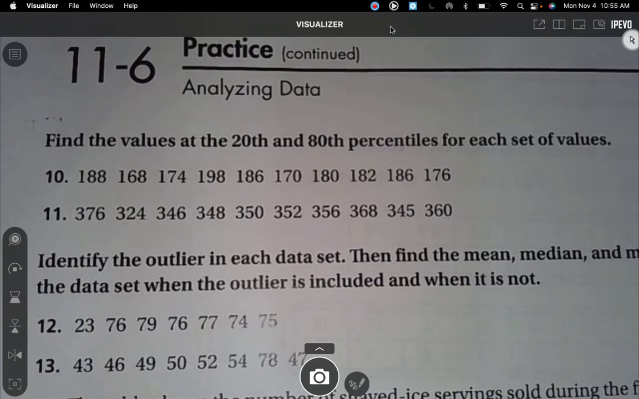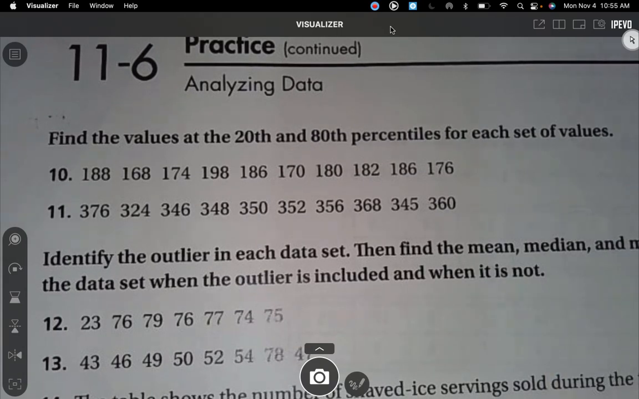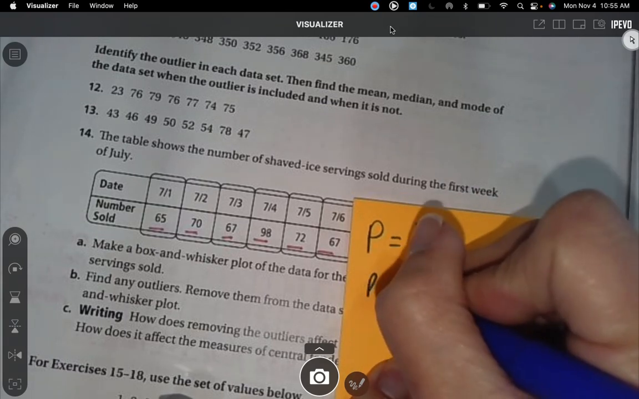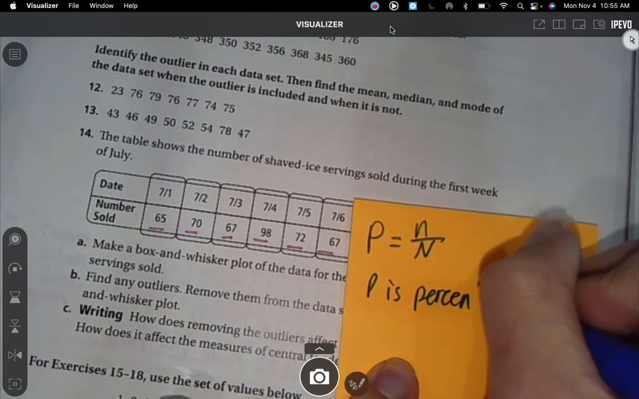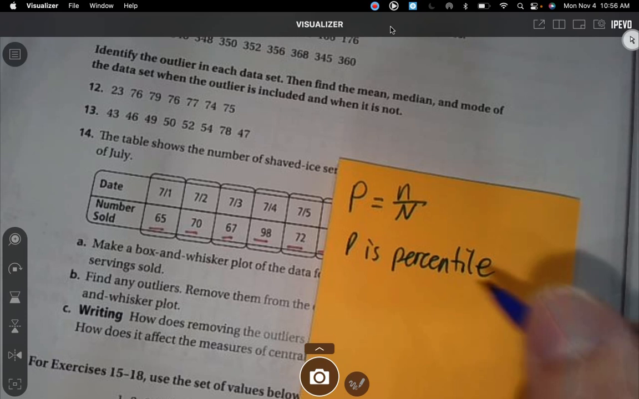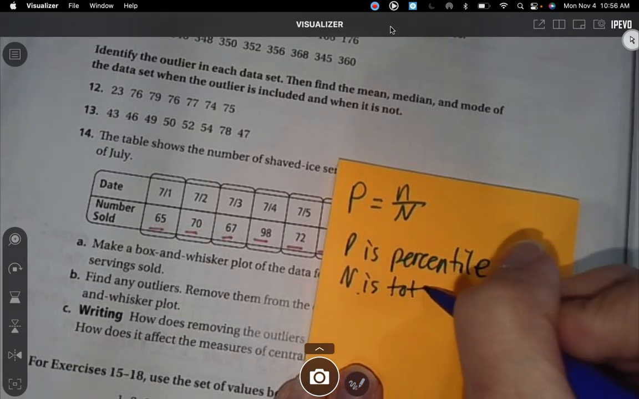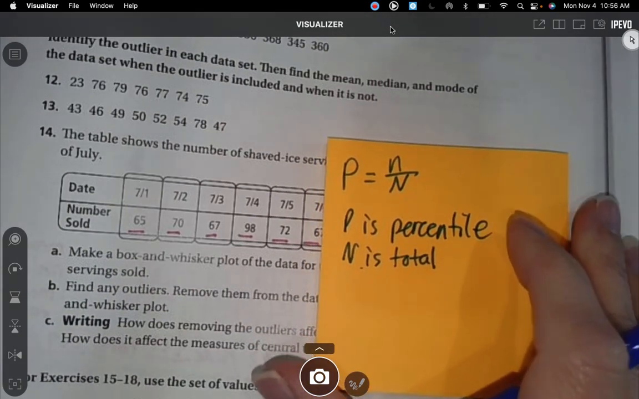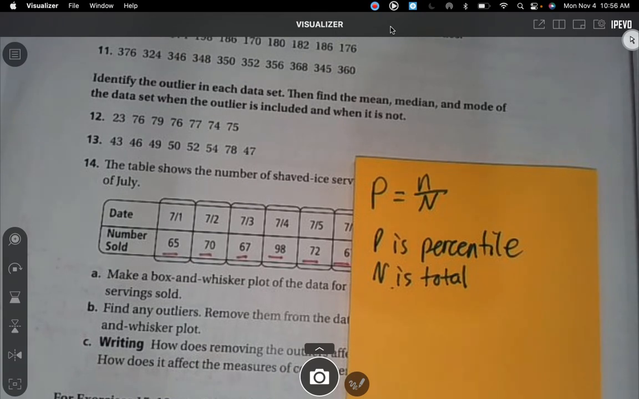P equals... I'll write it here. This is a little formula I want us to use. P is the percentile. That's what that stands for. We talked about what percentiles mean. They use these in doctor's offices, all kinds of stuff. N is the total, like how many numbers there are. And then we'll use the other little n. It's a little n over the big N. So the little n is the number that we're going to be looking for.